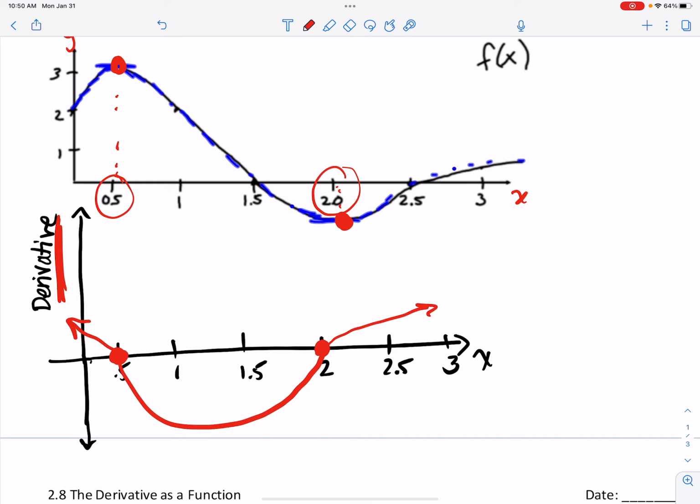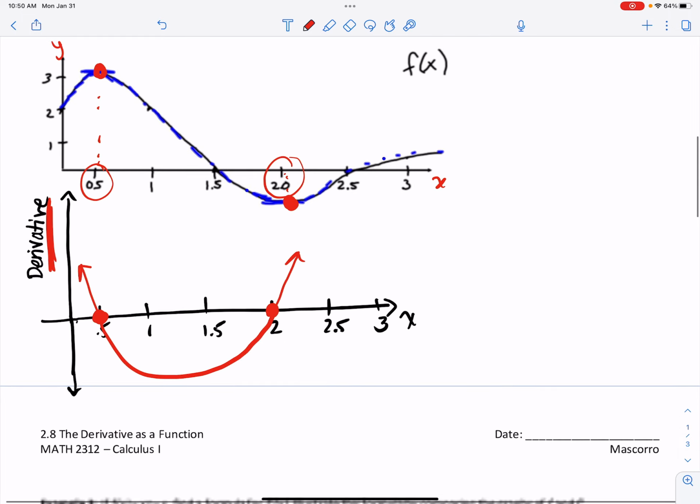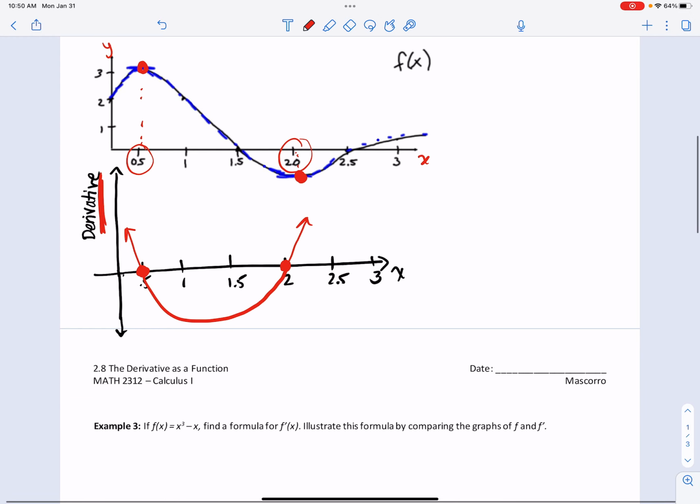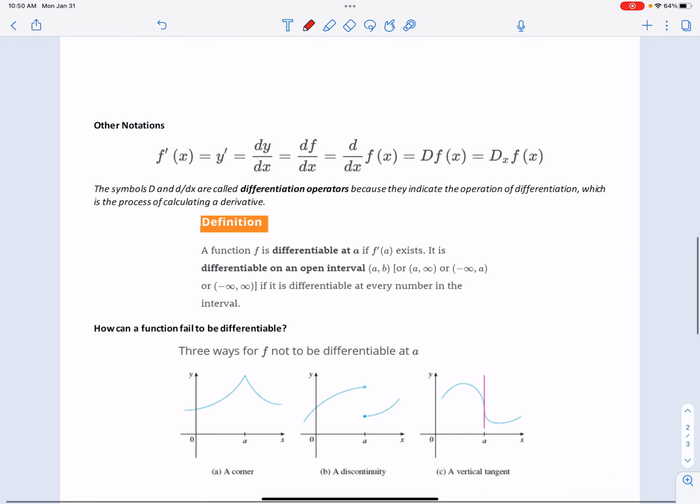Okay, that's also technically right. I mean, we're not being specific on the actual numerical values and points. Just the general shape is fine. As long as you have the positives above the x-axis and the negative derivatives below the x-axis, you should be fine. That's all I'm going to look at. Okay, let's move on to the next page.